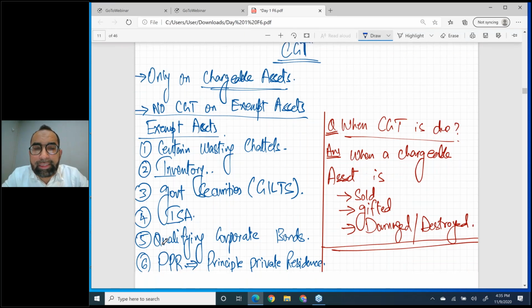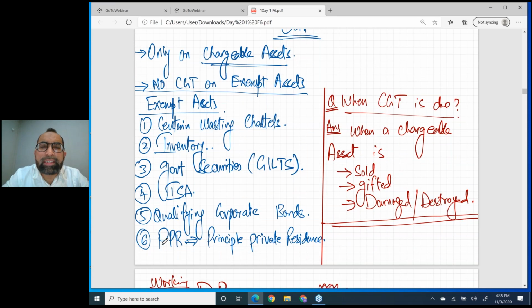Open your eyes and see, there is a list. Certain wasting chattels, inventory, government securities, gilts, ISA, individual savings account investments, qualifying corporate bonds, and there is one more thing, principal private residence. A private residence, if it is completely owned and used for residential purposes, is also exempt, and we'll be doing this soon, right? So these are some of the exempt assets. And there is no CGT on exempt assets.